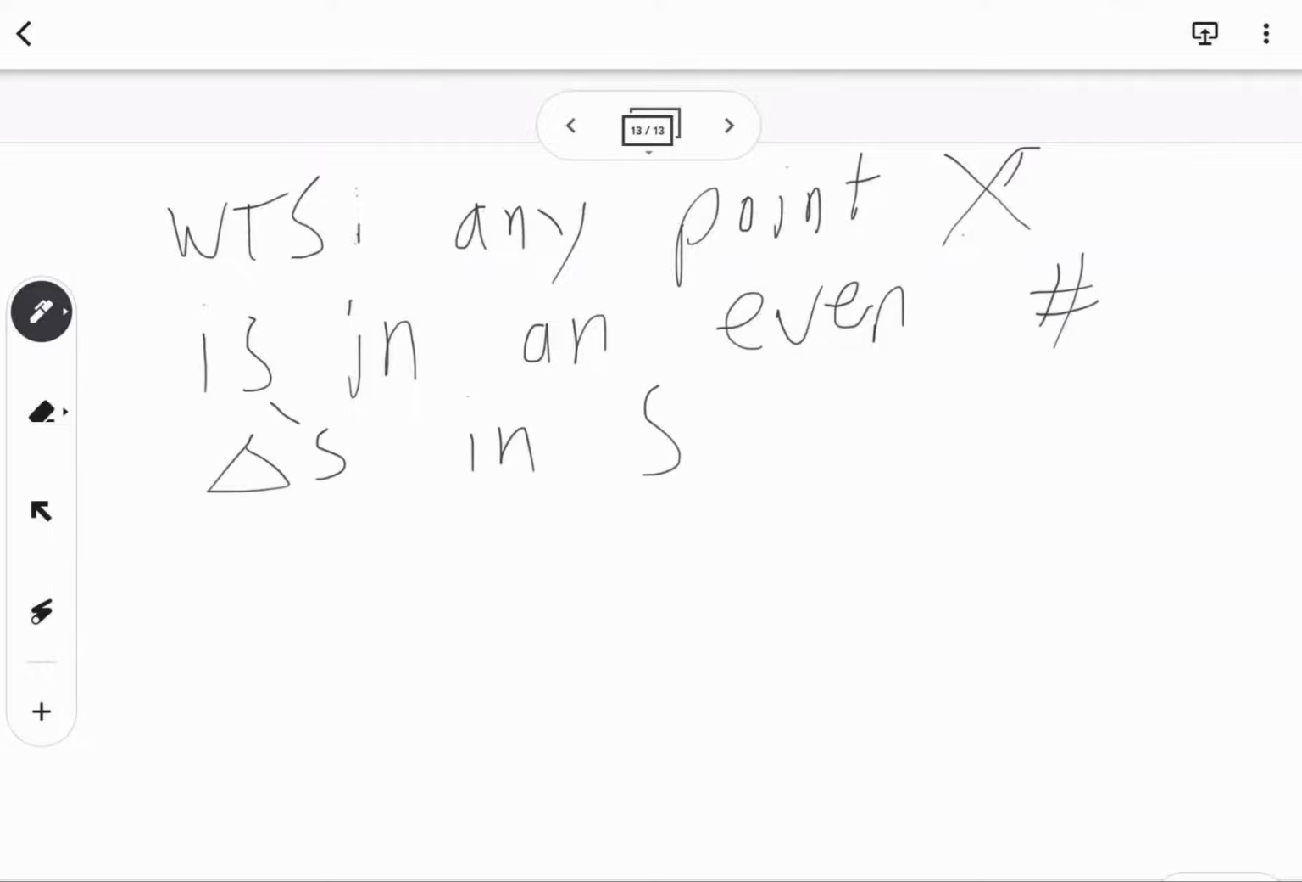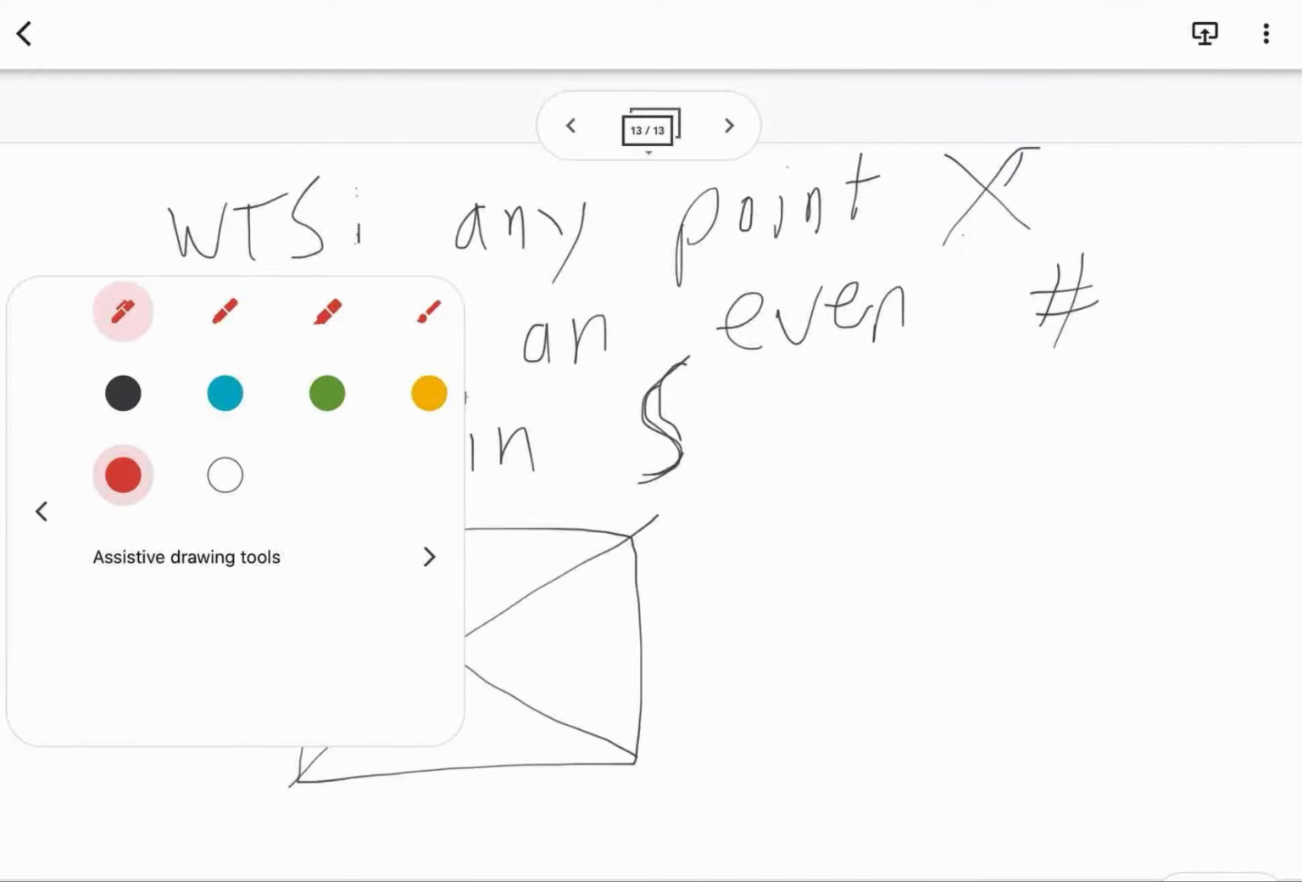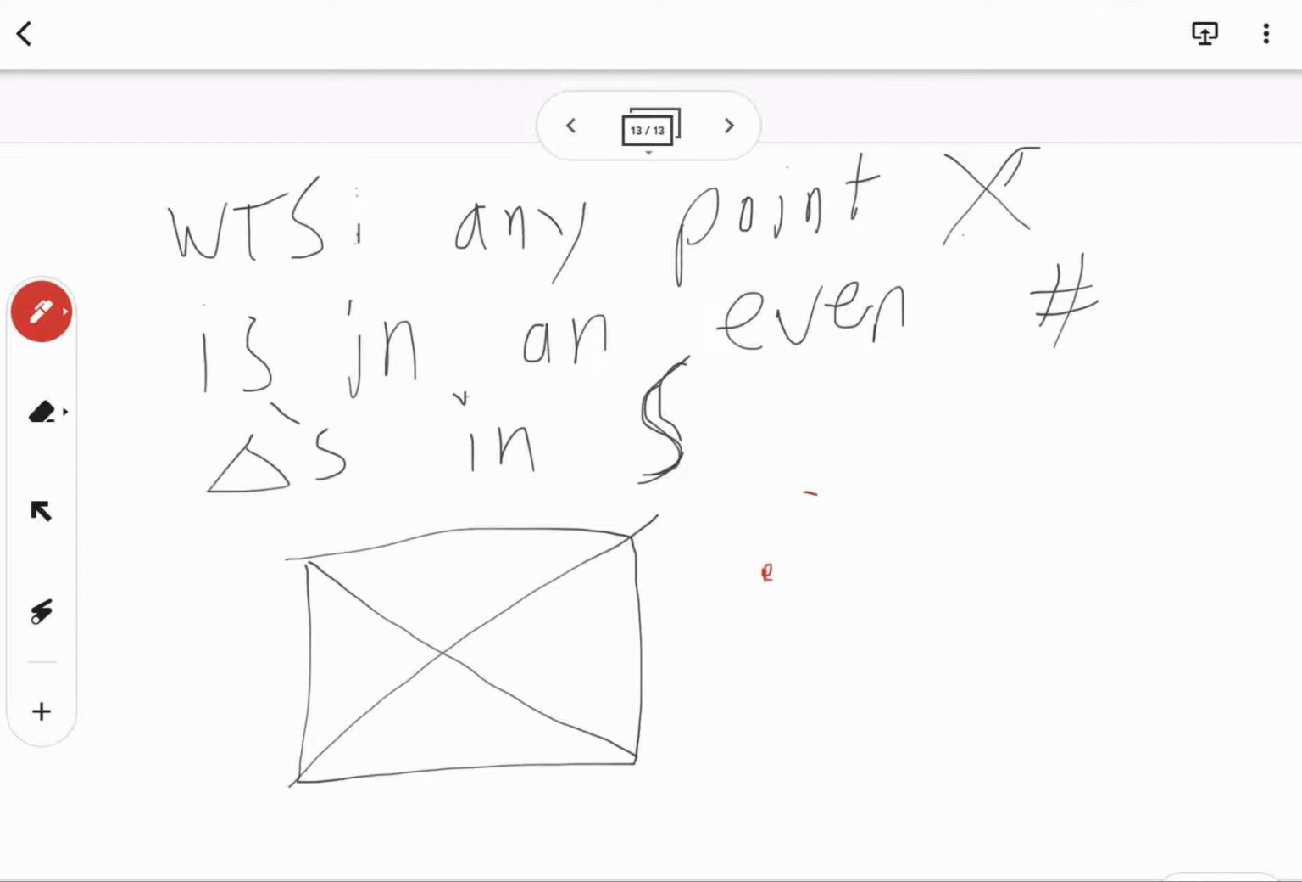So why don't we go through some simple examples, and do some experimenting. The simplest example would be just a square, right? Where could the point be? Well, you can have it outside, so here you would have 0 triangles. Here it would be inside 2 triangles, and it's the same everywhere else. So we're inside 2 triangles, right?